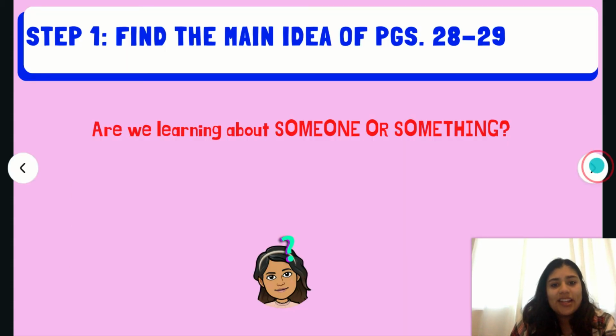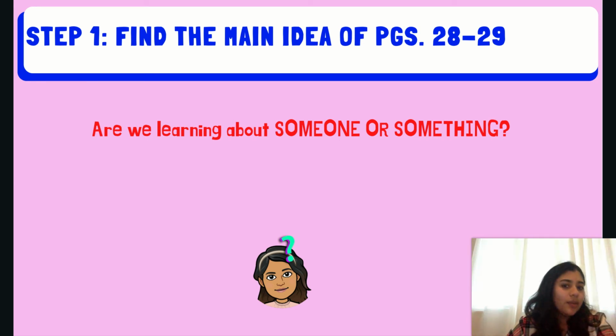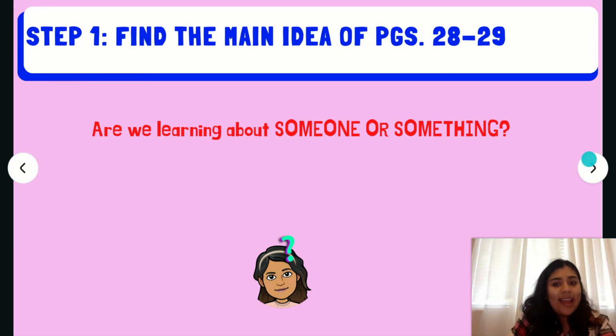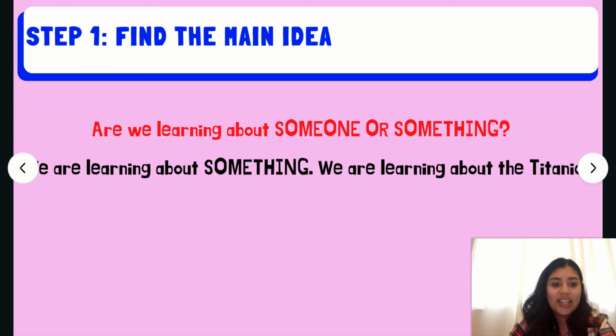So we just read this page, and now we need to decide if we are learning about someone or something. We weren't learning about a specific person, so I think we're learning about something. And that something was still the Titanic. We are learning about the Titanic and the survivors.